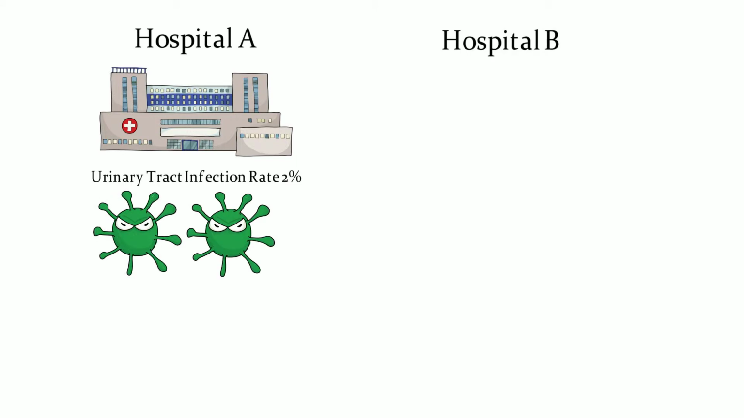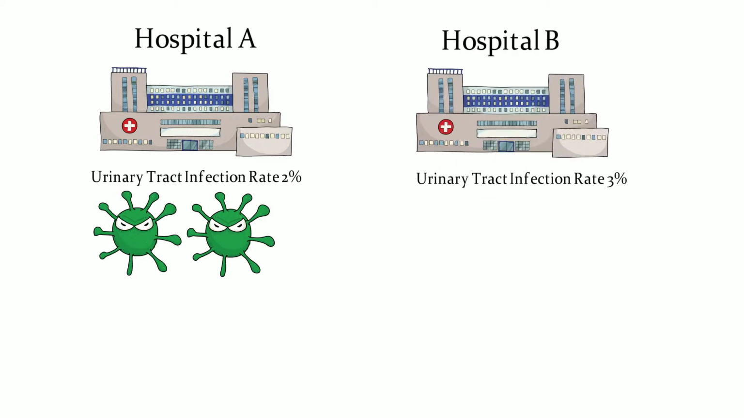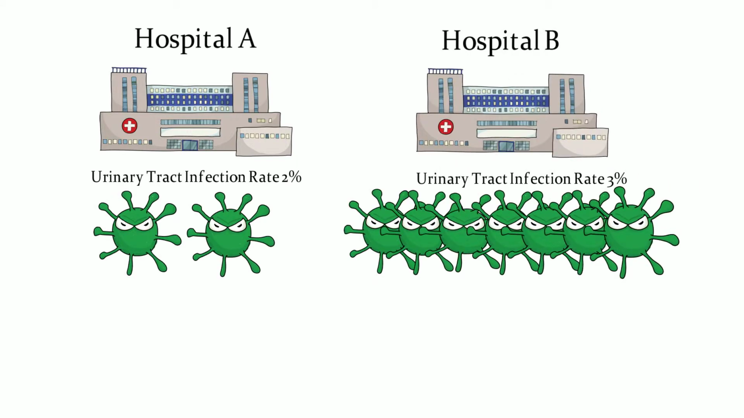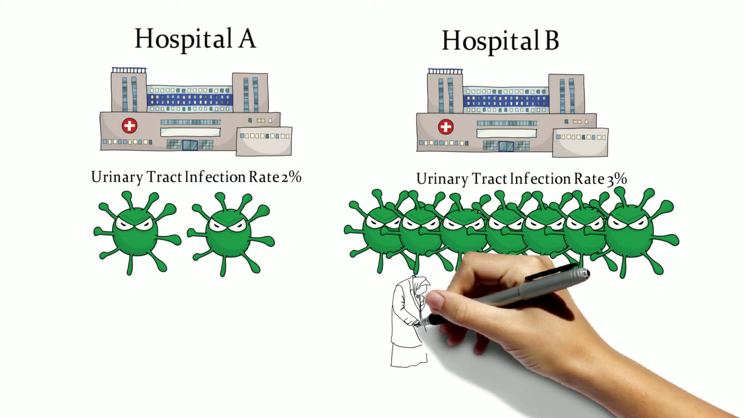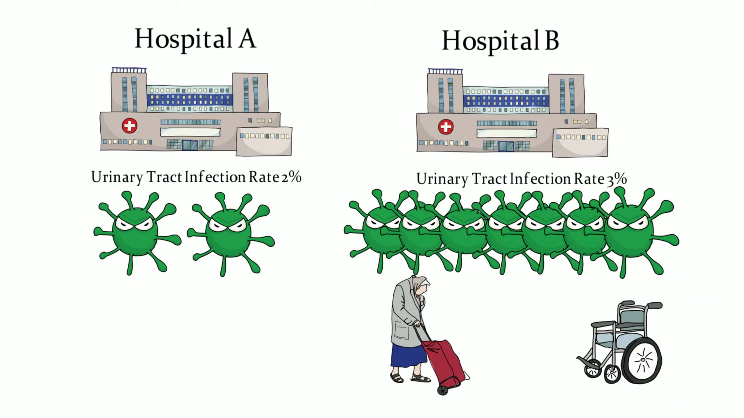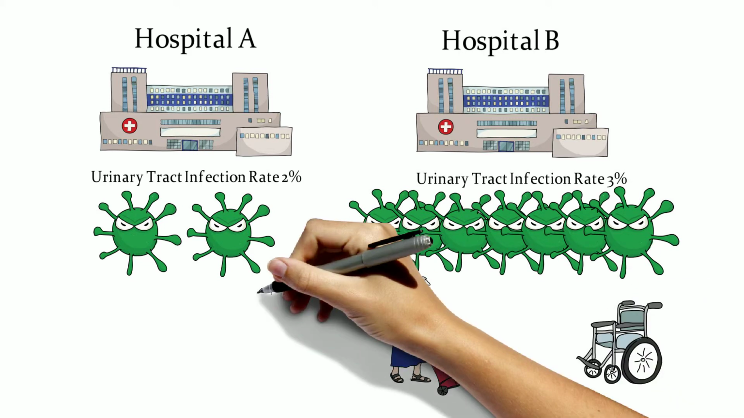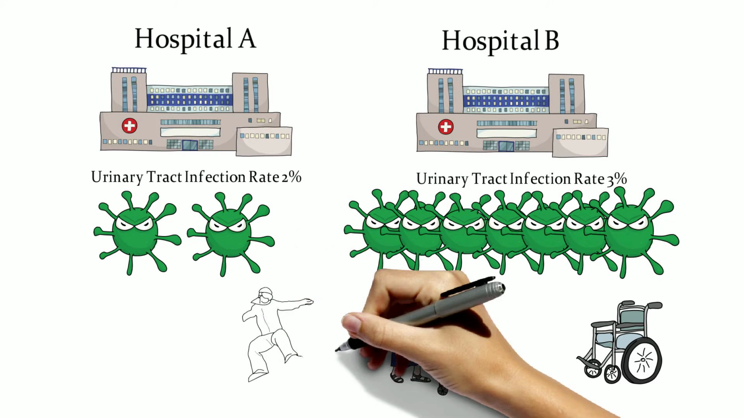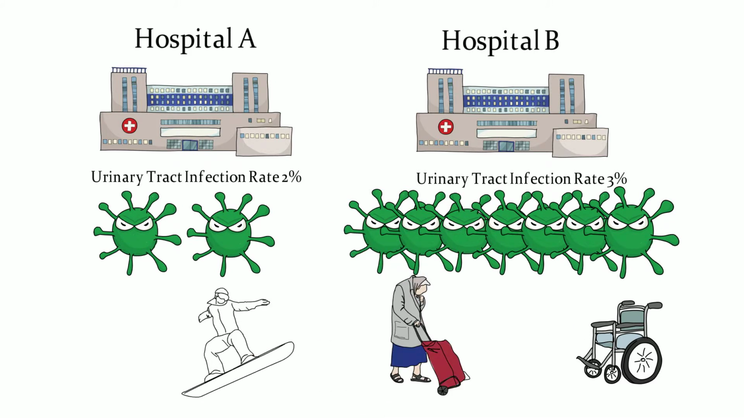For example, let's say Hospital A has a 2% rate of urinary tract infection and Hospital B has a 3% rate of urinary tract infection. We might deduce that the care in A is superior to that in B. Now, what if I tell you that the patients in B on average are 20 years older and the case mix contains a significantly higher proportion of females? Can you still say that the care in A is superior to that in B?